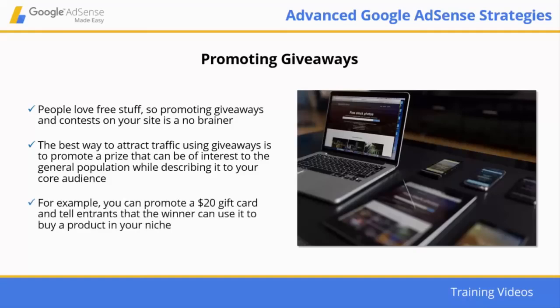For example, you can promote a $20 gift card and tell entrants that the winner can use it to buy a product in your niche. The trick here is that anyone can use the gift card for any purpose, which will attract people outside your main audience. And that's it. Apply these simple strategies and you will see your site's traffic quadrupling in no time.